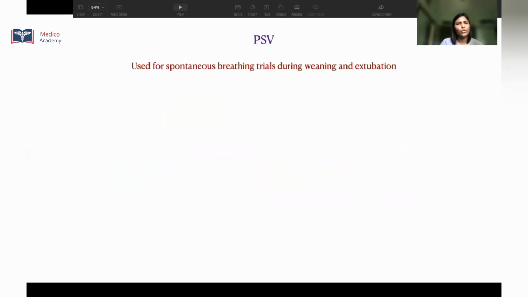PSV is usually used for spontaneous breathing trials during weaning and extubation, unlike the previous modes, namely controlled mandatory ventilation, assist control modes, IMV or SIMV, which we use in the initial stages of mechanical ventilation, where you want the ventilator to take full control and give less role to the patient. You want to put the respiratory muscles to rest. In such cases, you use those previous modes like IMV, SIMV, assist controls, and controlled modes.